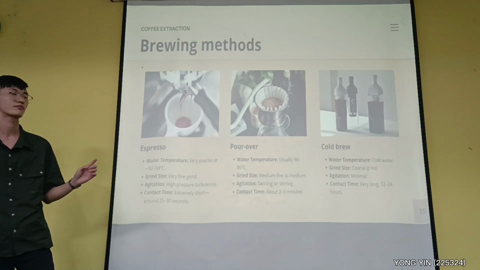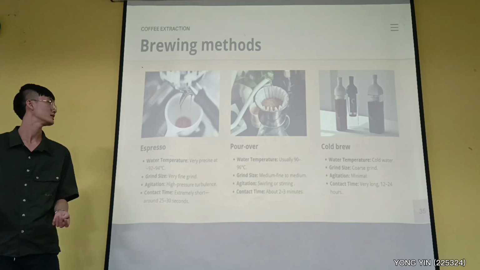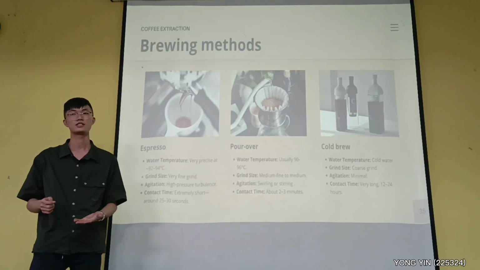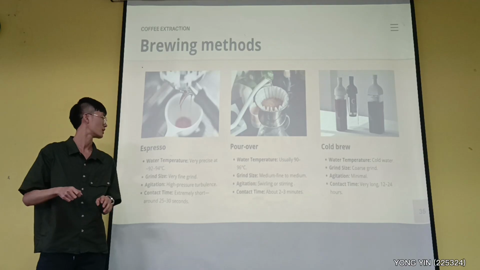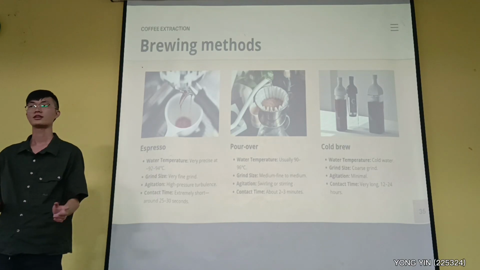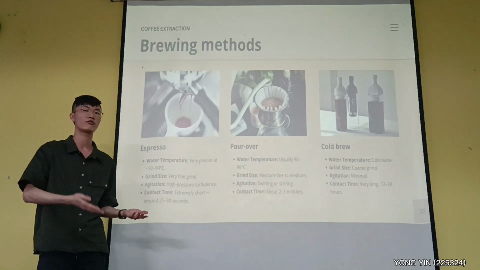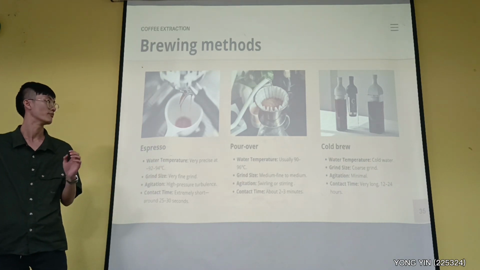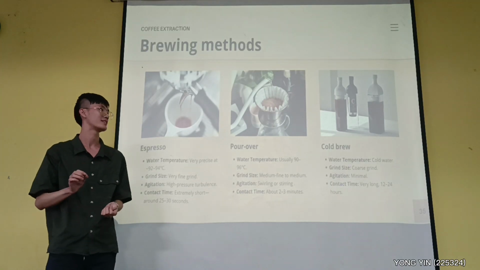due to the force of the pressure. And for pour over, the water temperature usually used is 90 to 96 degrees Celsius, and the grind size is medium fine to medium, which is similar to table salt. Agitation is when you are pouring, you swirl your brewer, or you stir it. And the contact time, which is about 2 to 3 minutes, refers to the time needed for the water to drain off the brew.